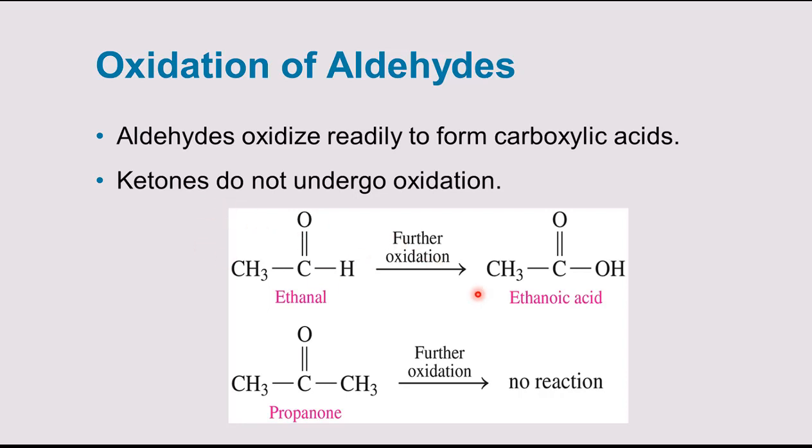So if you recall from the alcohol chapter, aldehydes, which are the first product of the oxidation of a primary alcohol, still have a hydrogen on this terminal carbon. So it can further undergo oxidation in order to form a carboxylic acid, such as ethanoic acid. Ketones, however, do not have another hydrogen on this carbon to lose. Therefore, they will not undergo any further oxidation.